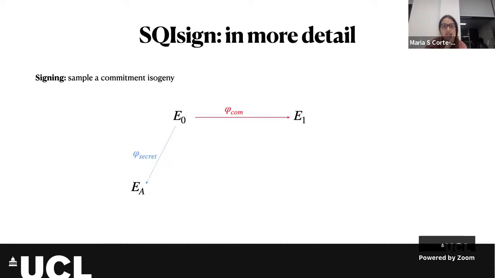Okay, so in signing, for those of you who know more about cryptography, this is constructed from a Sigma protocol. So you have a commitment, a challenge, and a response phase, and then you can Fiat-Shamir the Sigma protocol to get a signature scheme. So that's why I'll be using words like commitment and challenge and so on, but we can just view this as the signature scheme. So you start off by sampling some isogeny from E0 to E1, and you make this E1 public so that the verifiers can see it.